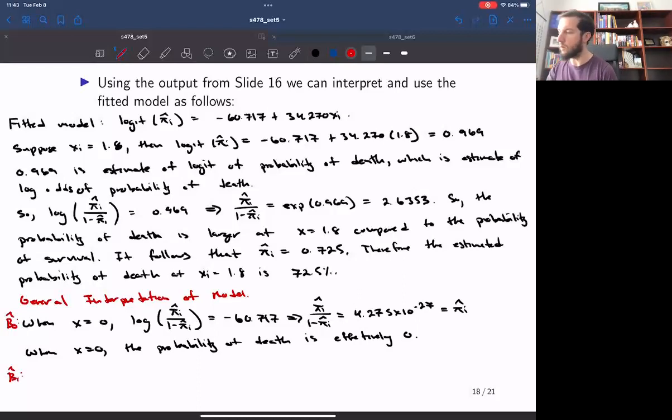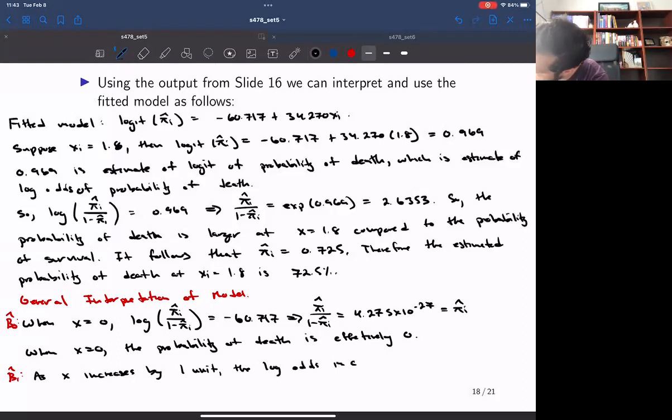If we consider beta 1, what is this telling us? This is saying as x, or as the dosage level, increases by 1 unit, the log odds increase by 34.270.